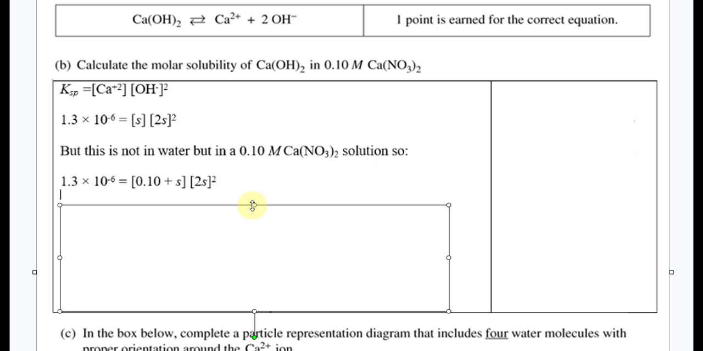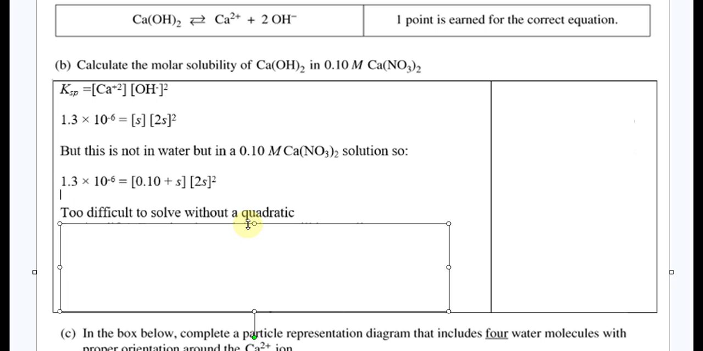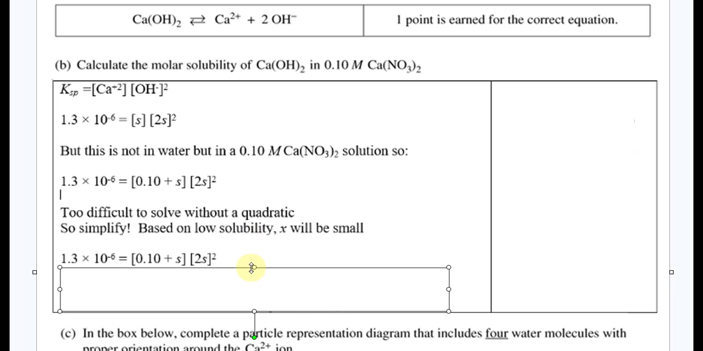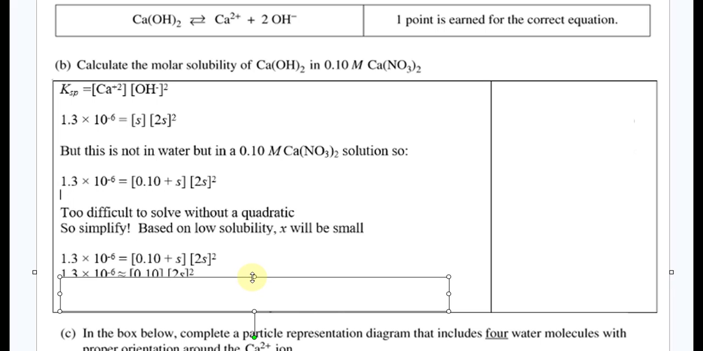So you can rewrite this. Too difficult to solve without a quadratic. Simplify based on the low solubility. I have X here because originally this was set as X, but I should say S, the molar solubility will be small. So now, instead of having that equation, we've got this equation. We've got just 1/10. And this is pretty solvable.